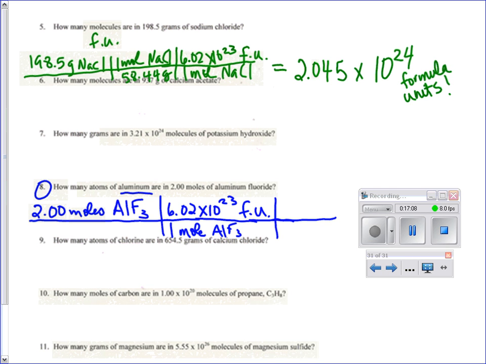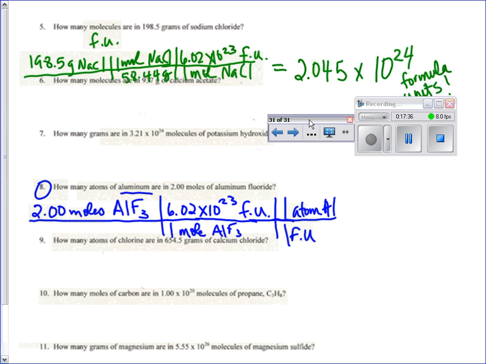How many atoms do I have in every one of those formula units of the aluminum? 1. For every 1 formula unit, I have 1 atom of Al. What if I would have been looking for fluoride? It would have been 3 to 1. Okay? So go ahead and tell me, we got 2 sig fig action going.